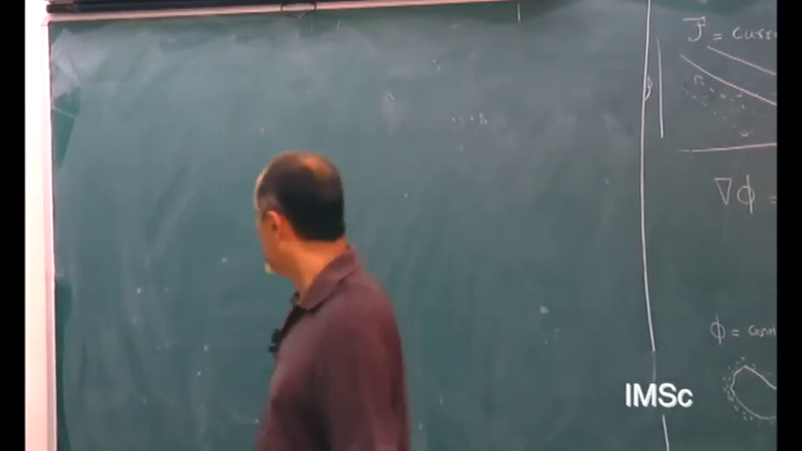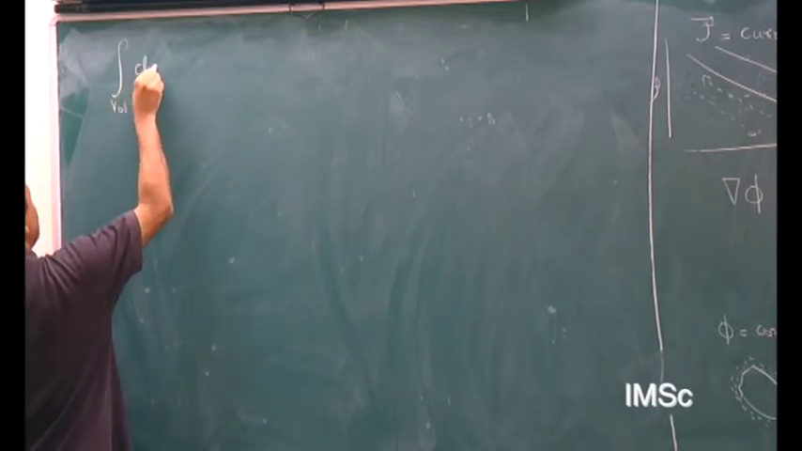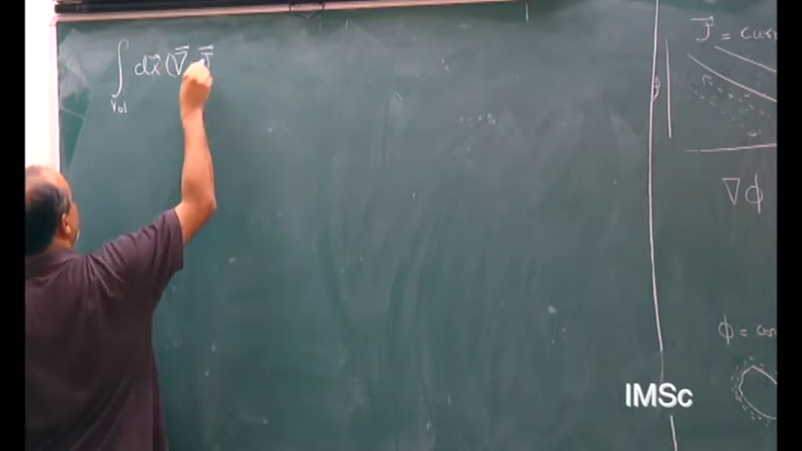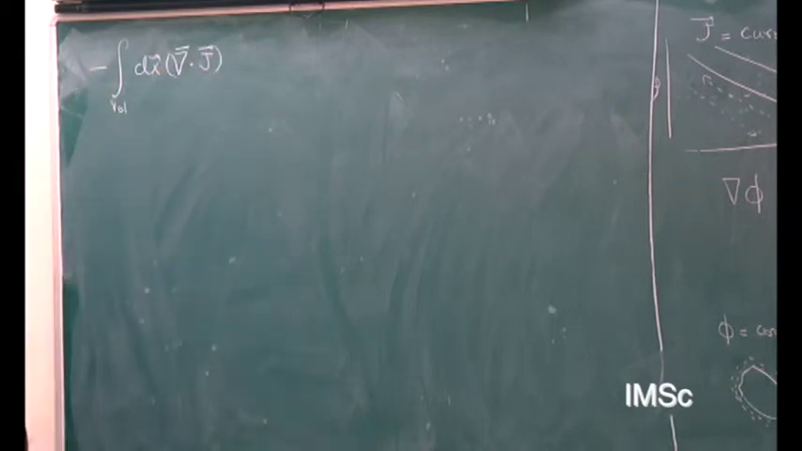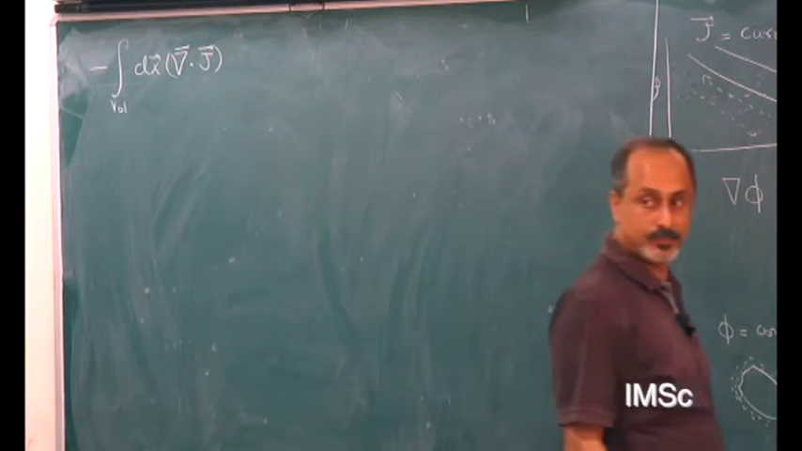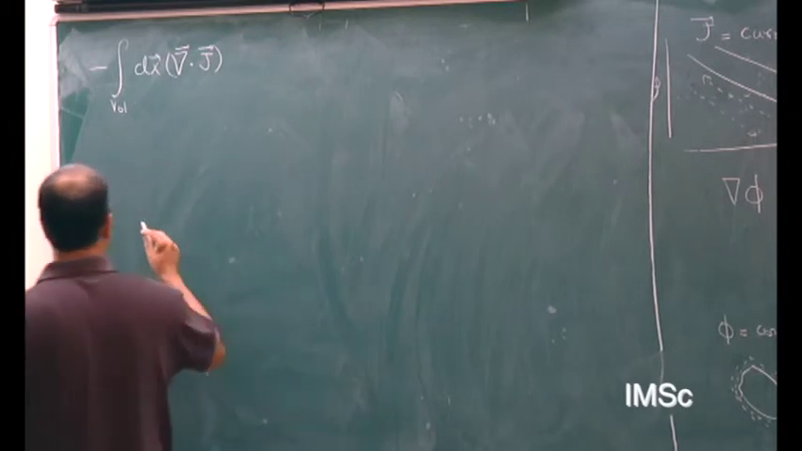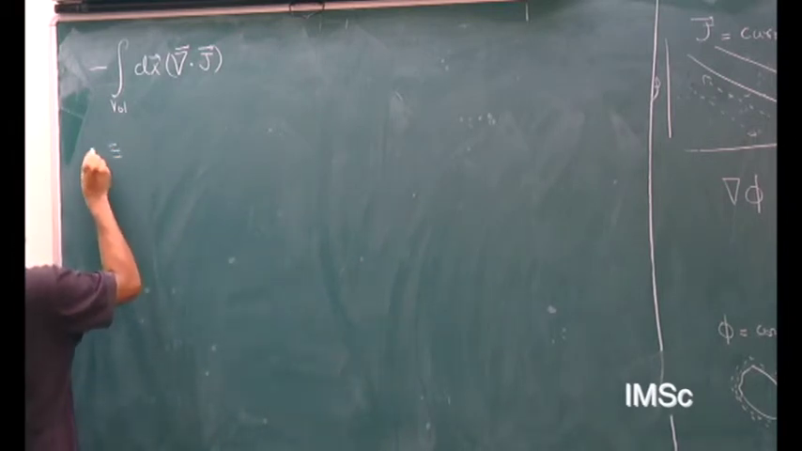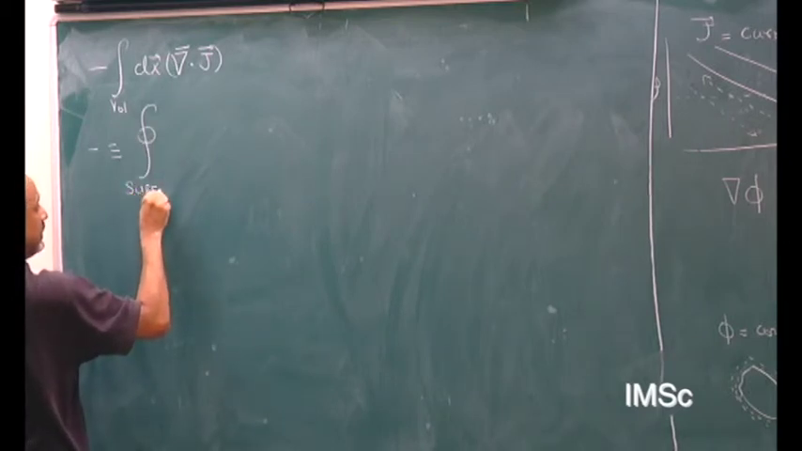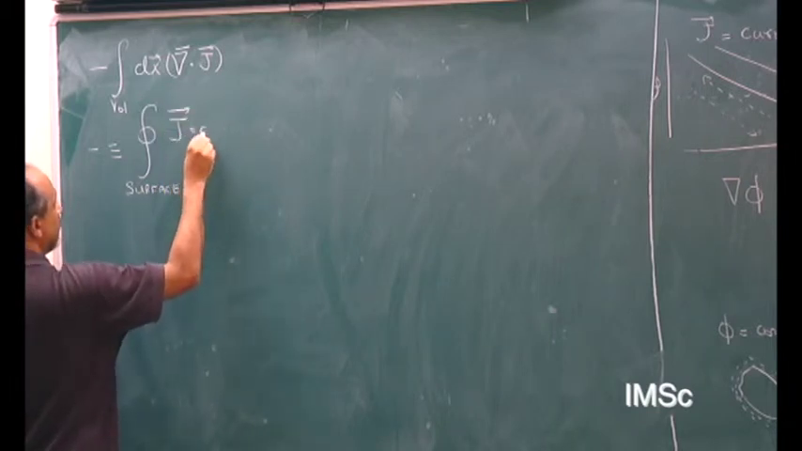So now I want to ask, what happens when I do the integral over the whole volume dx of del dot j? I can put the minus sign also, it doesn't really matter to me. So I'm integrating the del dot j over the whole volume, this whole box that I have here. Now I will state without proof that the answer is minus the integral over the full closed surface bounding that volume of j vector dot ds.